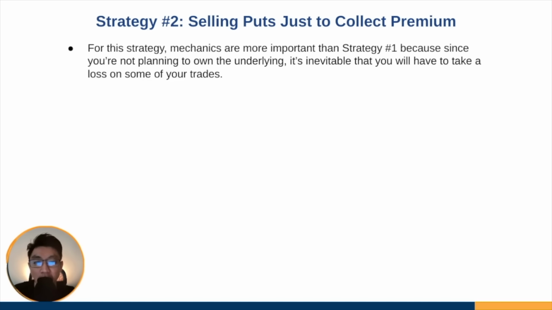For this strategy, mechanics are more important than strategy number 1, because since you're not planning to own the underlying, it's inevitable that you will have to take a loss on some of your trades, right? This is something I talk about over and over again: when you're trading any option strategy, or at least strategies where you're not planning to actually get assigned on the underlying, then sooner or later you're going to have some losses. So you need to know when to take the losses, right? If you want to always have wins, 100% winners, then good luck to you, because you're going to be in for a very, very painful time.